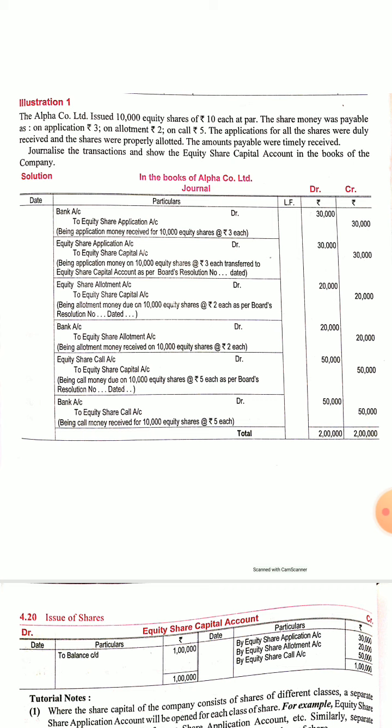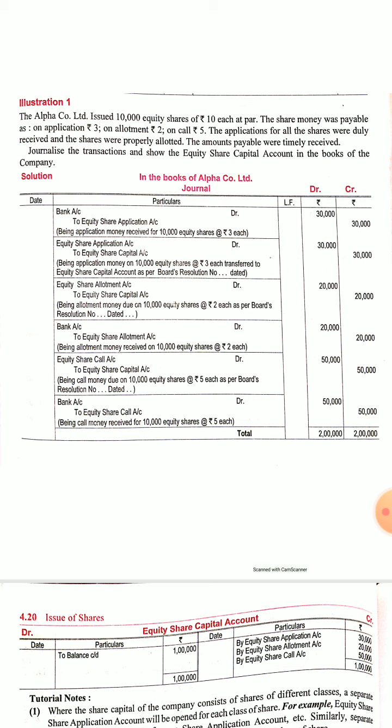So first thing is that whenever any company issues shares, it doesn't collect all the money due on shares at once. Rather, it divides it into different parts, like in the given sum it is divided into on application, on allotment and on call. The money which is received with the application is called application money, and this is received from the investors on each share.